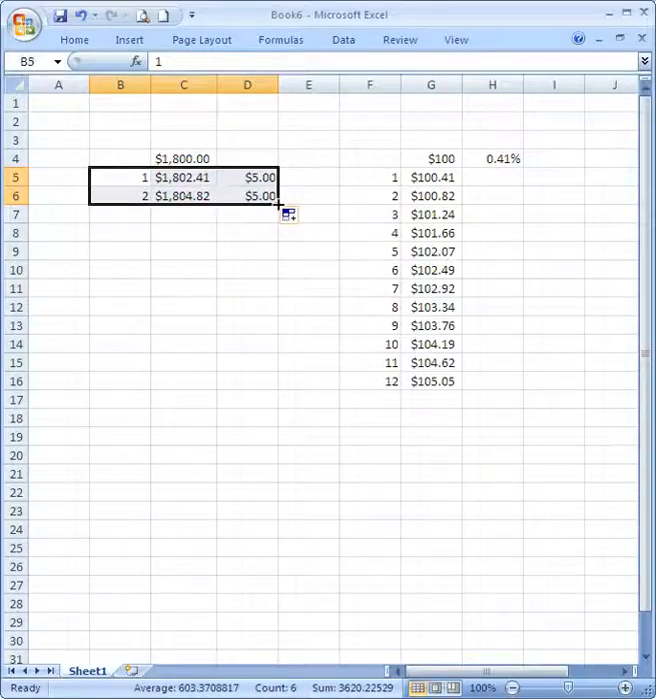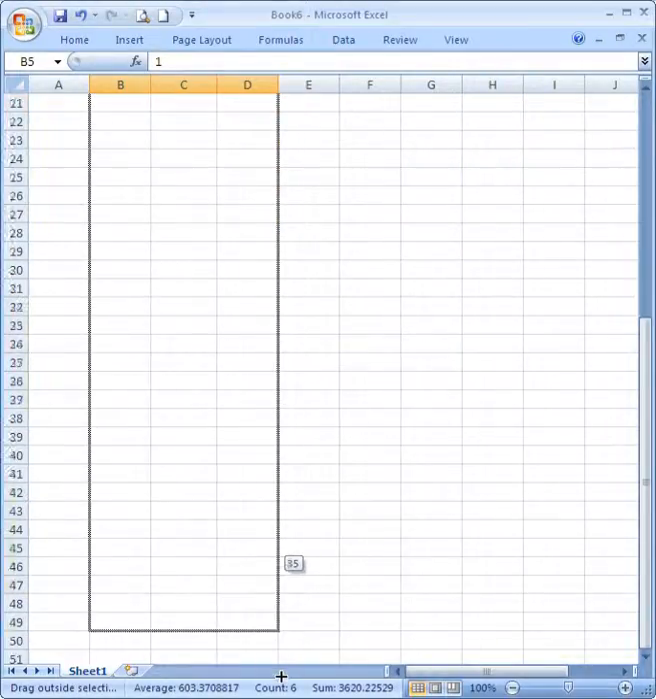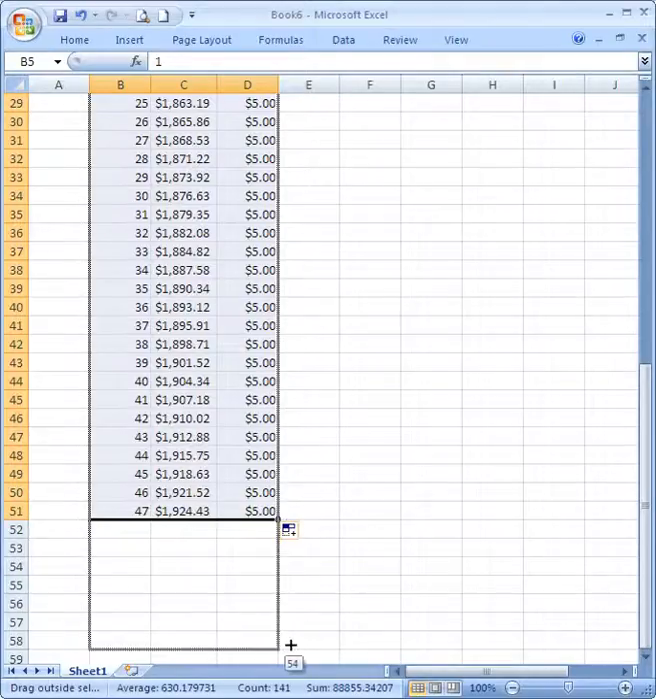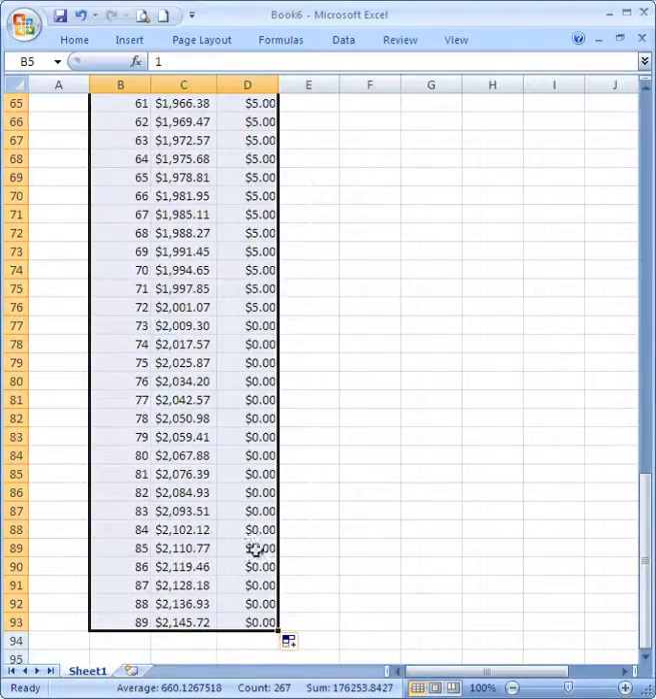Our question is, when does this balance reach 2,100? 47 months later, it's not there. We can see that it reaches 2,100 after 84 months. And what's more, we can see what happens to the charges each month.